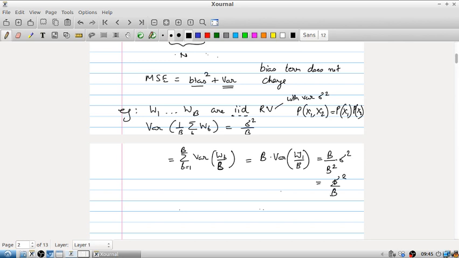Okay, so there is variance reduction. Basically, I'm saying that if you have independent random variables and you take an average, then you have smaller variance.